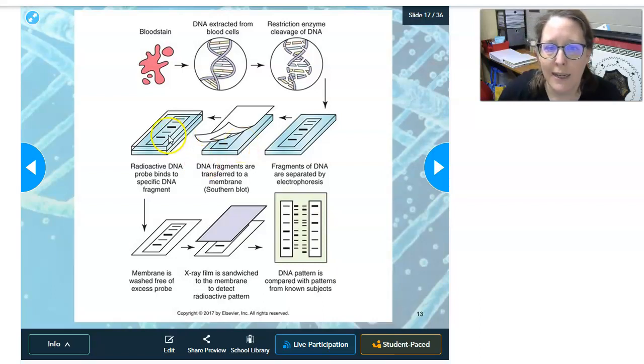Then radioactive DNA probes will bind to the specific DNA fragments on the paper they were transferred to, and then you wash off the excess probes, and an X-ray film is taken of the radioactive probes. It generates a specific pattern of sequence that uniquely identifies individuals, and then you can match a suspect with an unknown and see if there's a match.